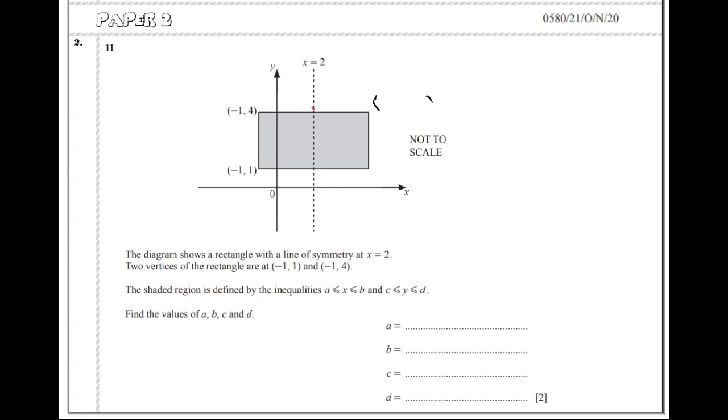Of course, we know that the value of y will not change here. The value of y here is 1, then the value of y here is 4, because they are on the same horizontal line. Now we need to find the value of x.